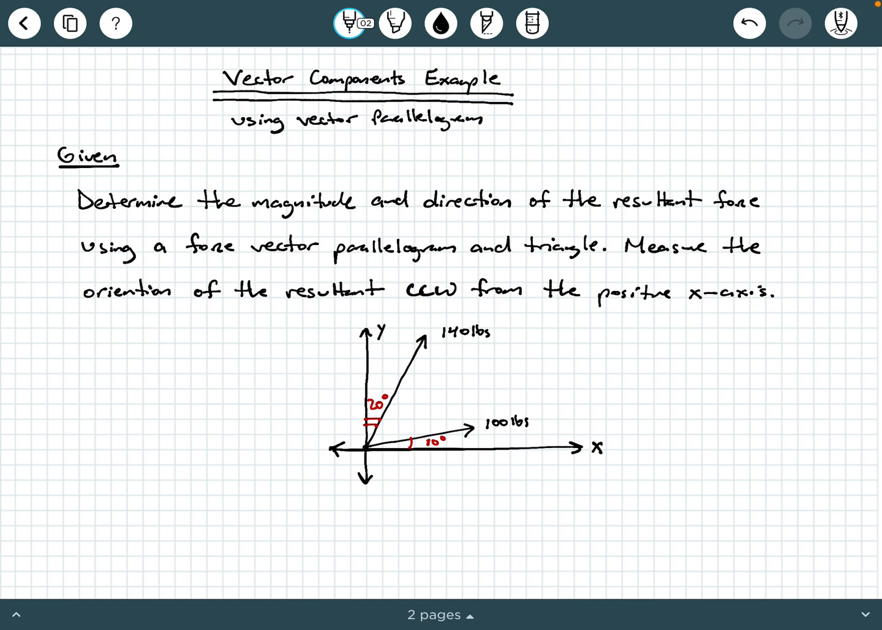Hey everybody, Dr. A here, and in this video we're going to be going through an example of analyzing vector components using a vector parallelogram. So let's go ahead and get started.